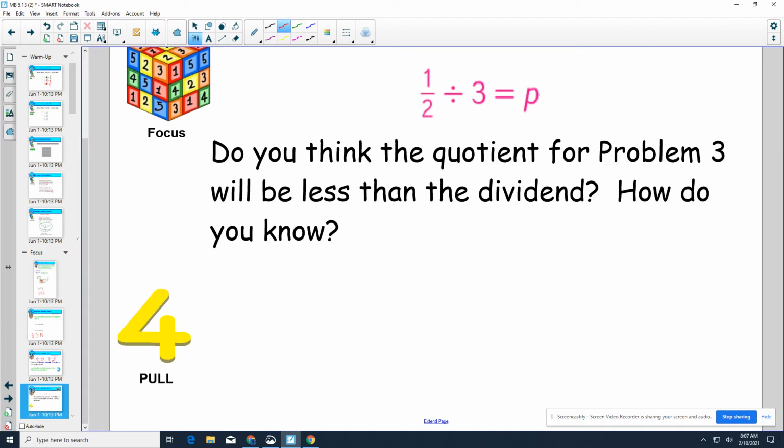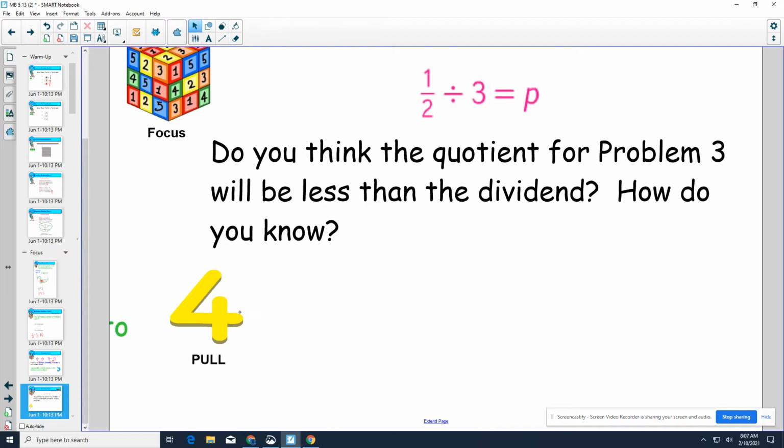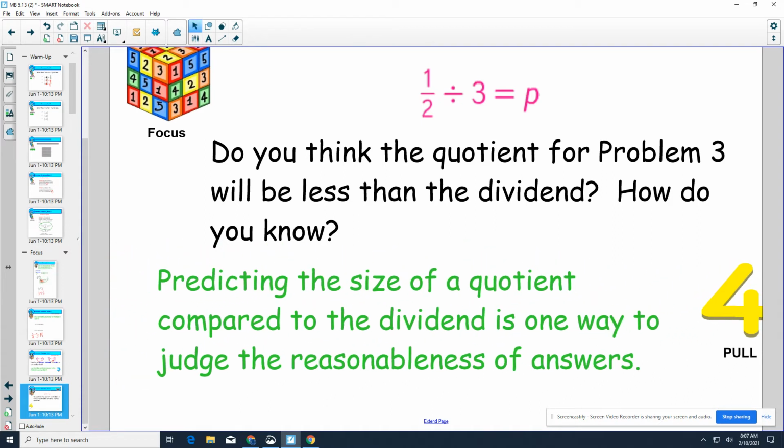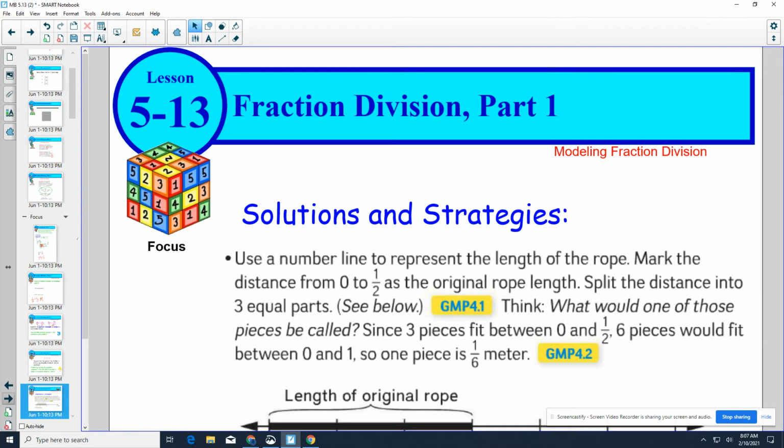Now, do you think the quotient for problem 3 will be less than the dividend? How do you know? So think about that for a minute. You're taking a half and dividing it by 3. What do you think would happen there? Okay, so predicting the size of a quotient compared to the dividend is one way to judge the reasonableness of answers, right? So it's like making your estimate there, making sure it's not too crazy with that. So we're going to do some exploring with that to see if we can figure that out.